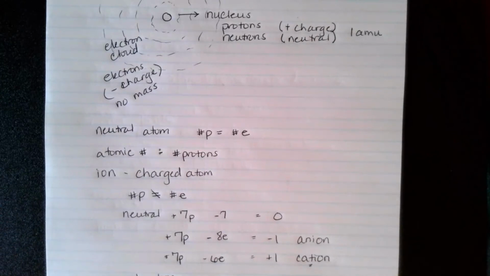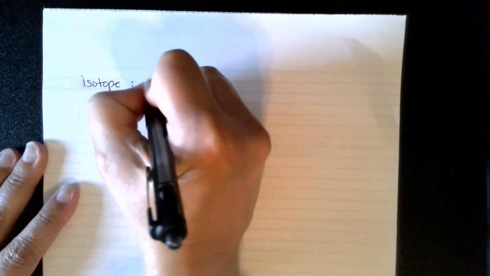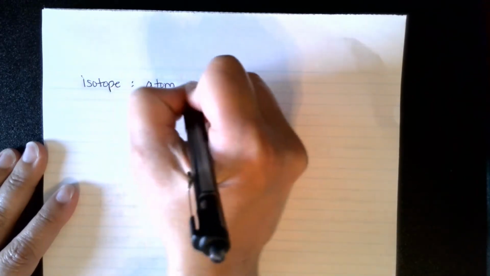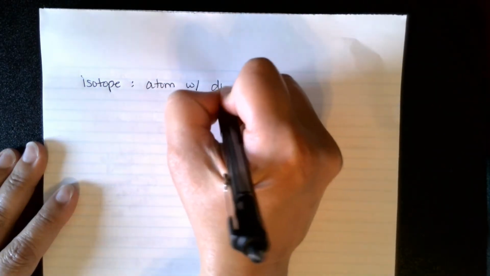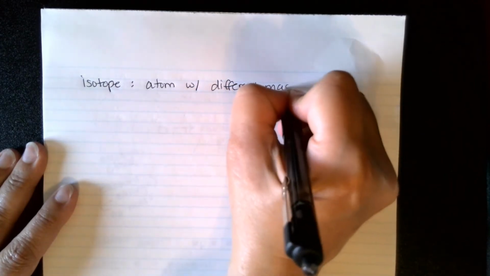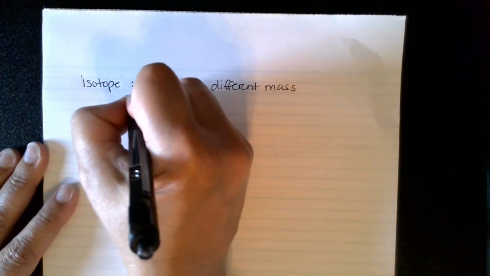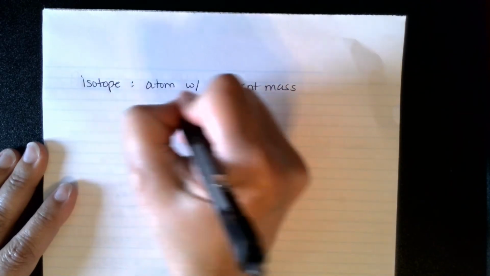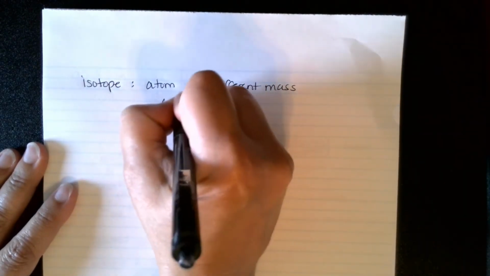Okay, now we have a different kind of atom. This is called an isotope. An isotope is an atom with a different mass, which means it has a different number of neutrons.